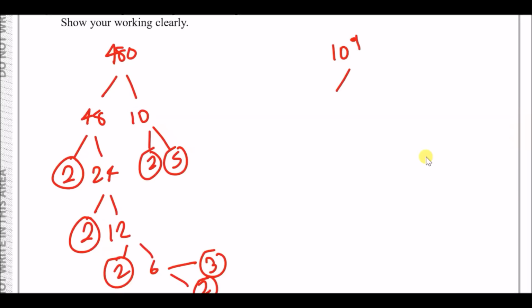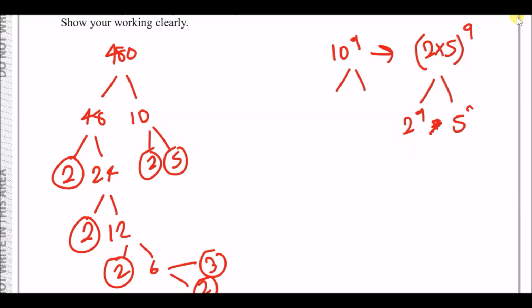Now how about 10 to the power 9? So there's a little trick here. The trick is to really ignore the power, and rewrite 10 to the power 9 as 2 times 5. We're going to write this in terms of powers. So we're going to have 2 to the power 9 times 5 to the power 9. And that's it. We've more or less broken them down, because we can see that we're going to get 9 sets of 2's and 9 sets of 5's.